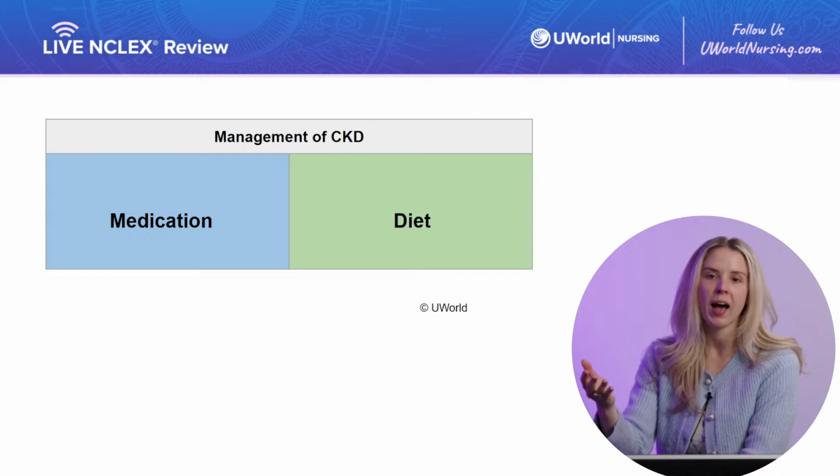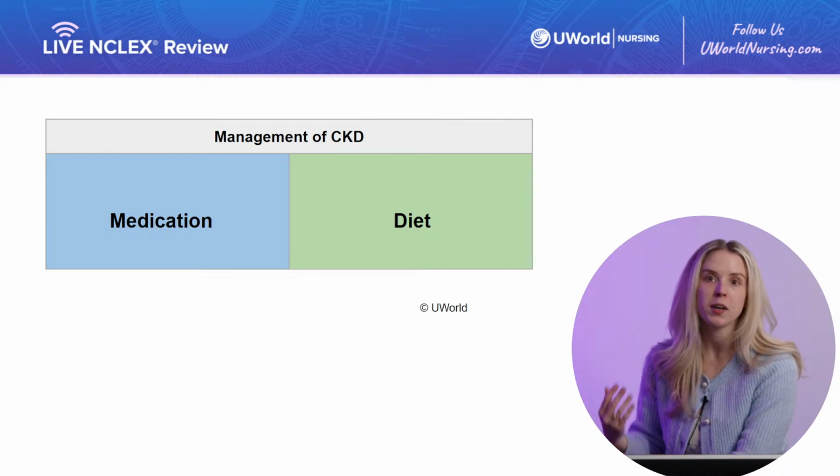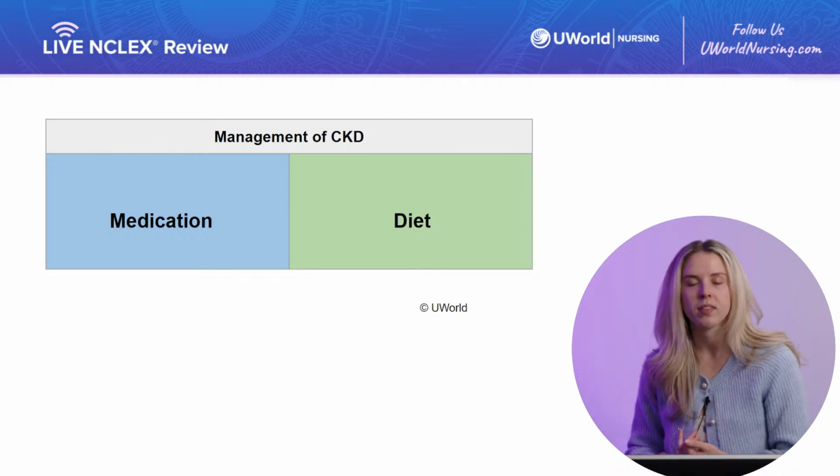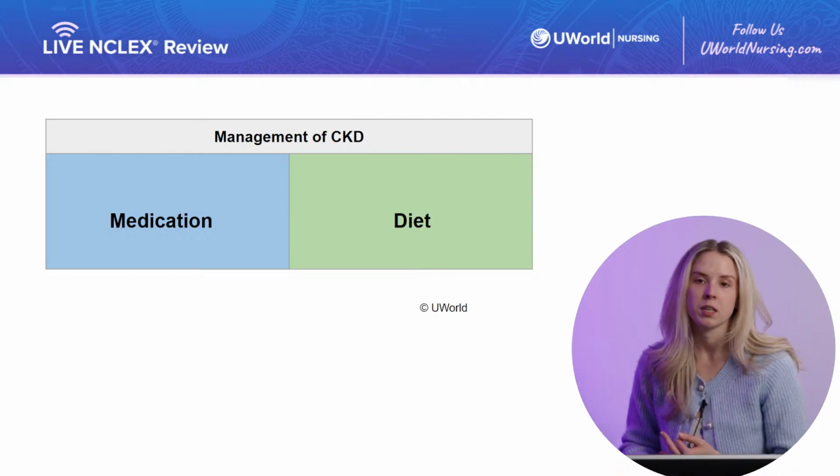All right, we also talked about having a proclivity for too much phosphate or hyperphosphatemia. So we want to decrease that, and we can do this with a calcium acetate or a calcium carbonate.